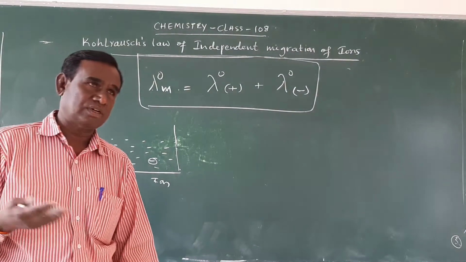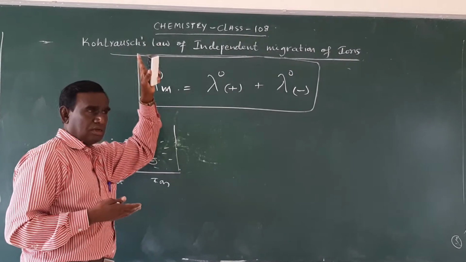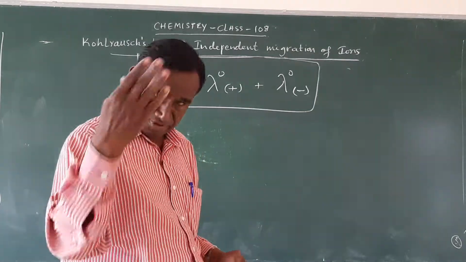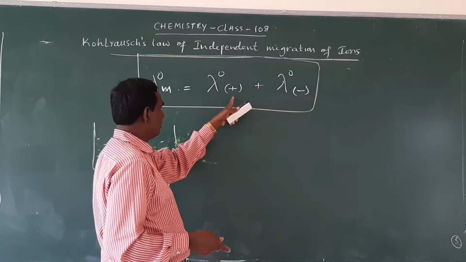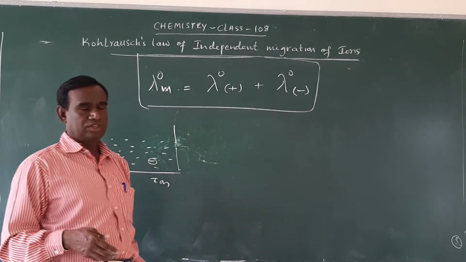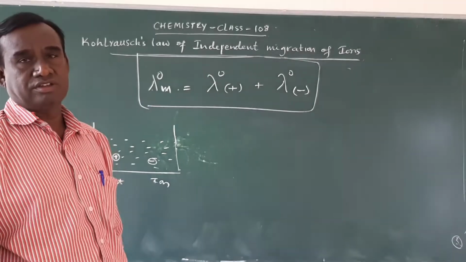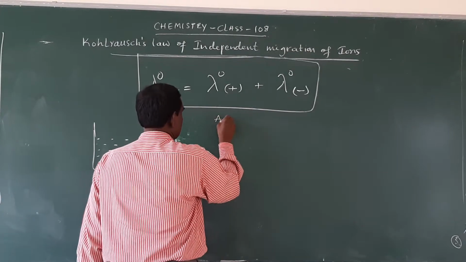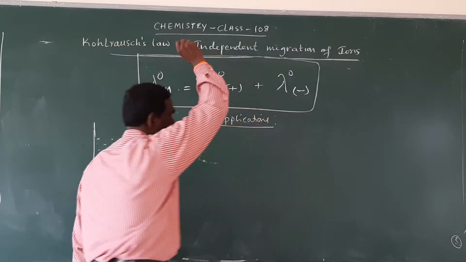So what is the statement of Kohlrausch law? This law states that the limiting molar conductivity of an electrolyte, or molar conductivity at infinite dilution, both are the same, is equal to the sum of the contributions of the molar conductivities of cations as well as anions in the electrolyte solution. So after that, what are the applications of Kohlrausch law? What are the uses of Kohlrausch law?